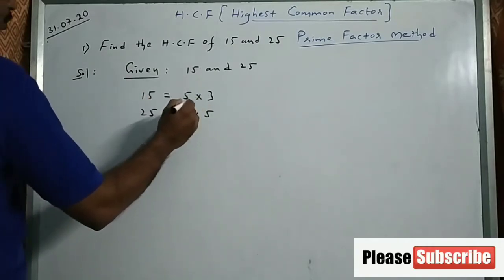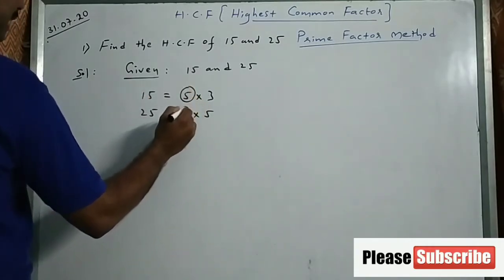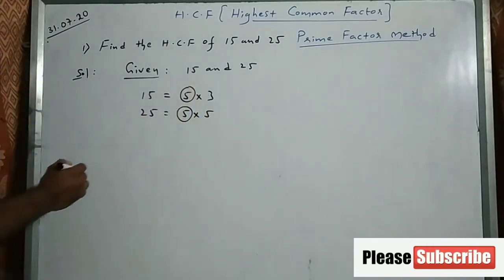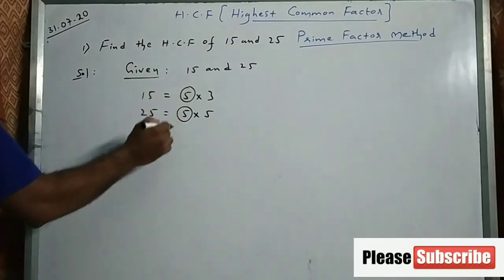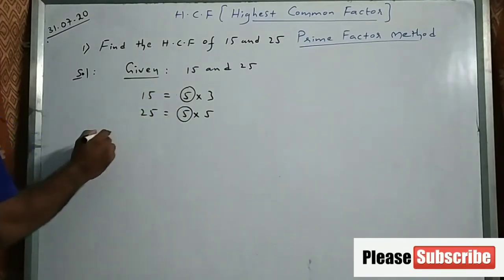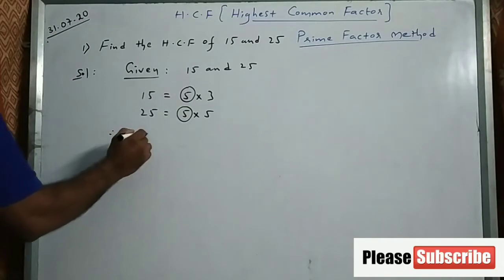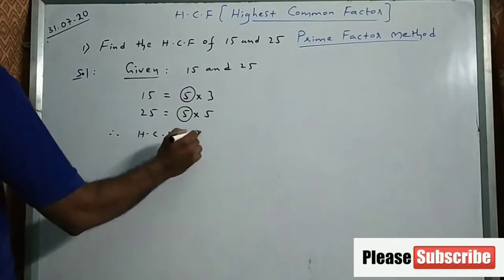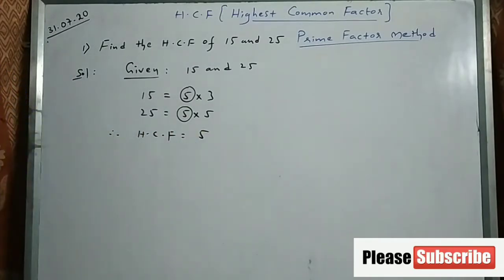Now in these 2, what is the common prime factor you observe here? 5. Clearly common prime factor is 5, right? Therefore, highest common factor is 5. That's all. Simple.